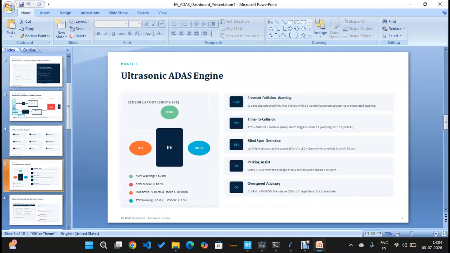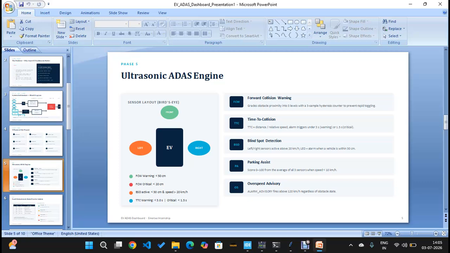And this is my ultrasonic ADAS. This is my EV, and then left sensor, right sensor, and the front distance. All this is measured by the ultrasonic sensors, and then according to that we will get the warning, right? If the front distance is less than 50 centimeters, we will get the warning. If the front distance is less than 20 centimeters, it's not just a warning, it's a critical warning. We will see in the demo, right?